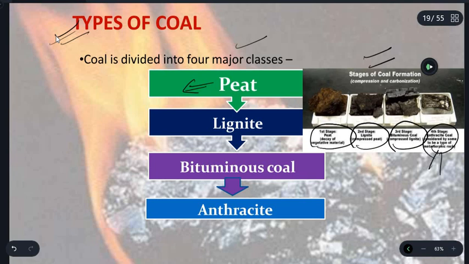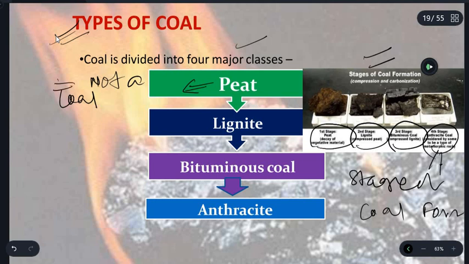How the vegetation cover gradually converts into anthracite. So these are the stages of coal formation. Okay, so coal is divided into 4 major classes. Peat is not a coal. It is a fuel, not a coal.